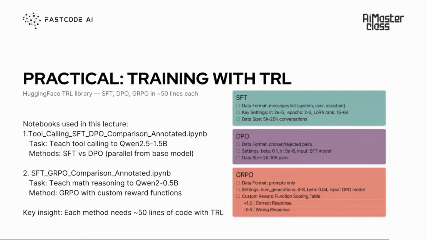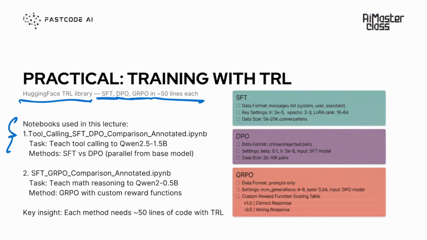And practically, training with TRL. TRL is essentially a Hugging Face library that we will use. What this library does is it gives us SFT, DPO, GRPO, any of these in less than or equal to 50 lines of code. So coding ML is really, really easy.